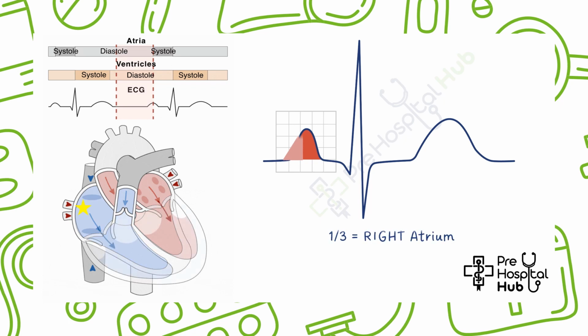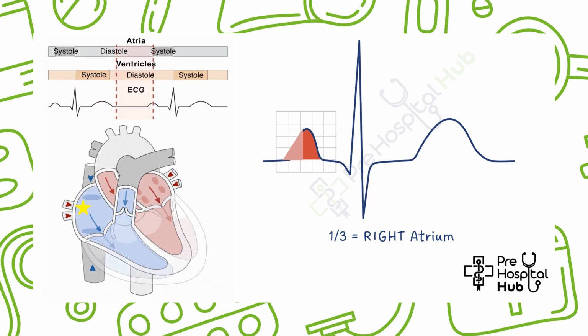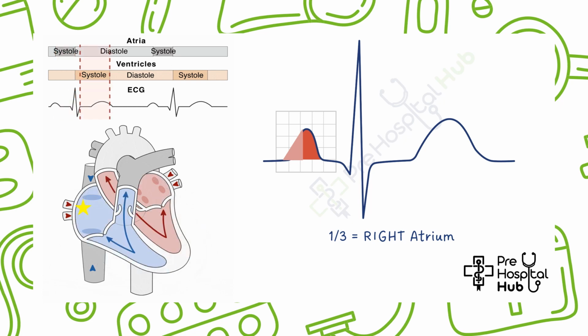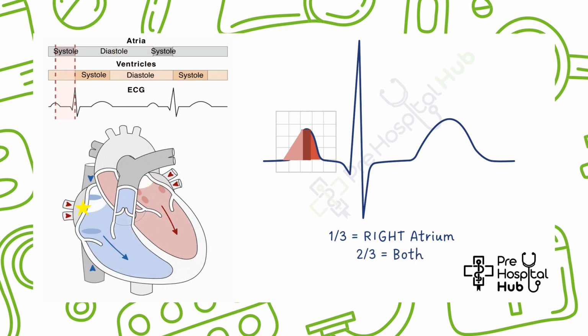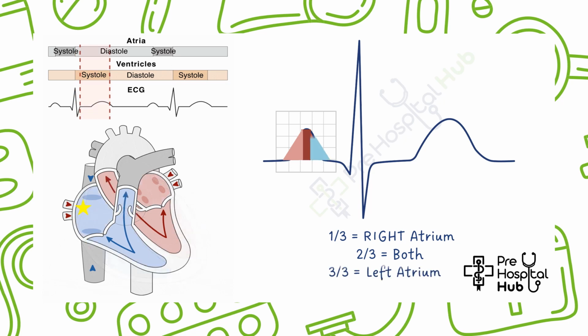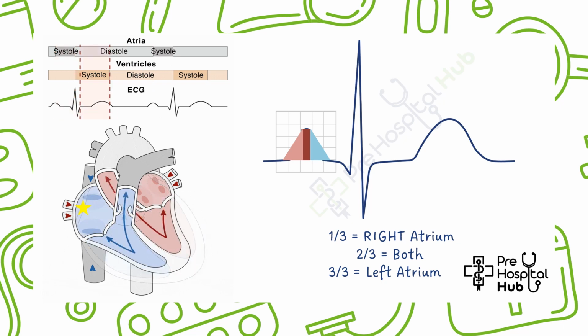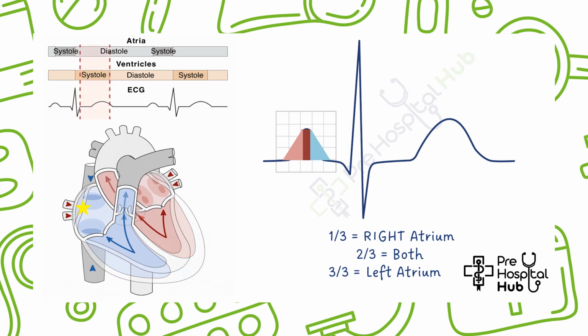So the first third of the P wave indicates right atrium contraction. As we've mentioned, the SA node is located in the right atrium, so when we start having the electrical impulse, the right atrium is going to contract first. The middle third in the P wave is a combination of both atriums contracting, and the last third in the P wave indicates left atrial contraction, which makes sense again because this is the furthest point away from the SA node, so it takes longer for the electrical impulse to travel, hence the last third of the P wave is left atrium contraction.